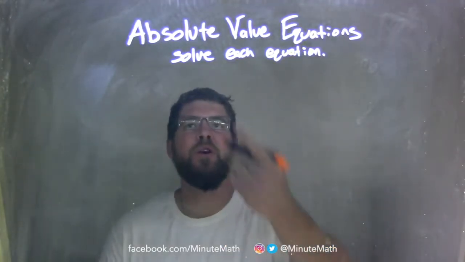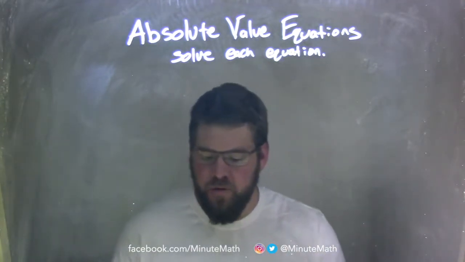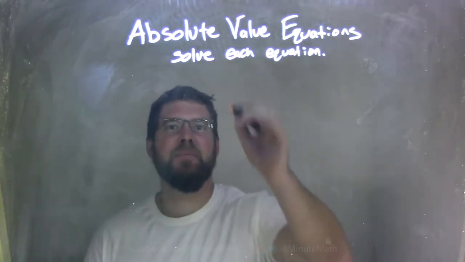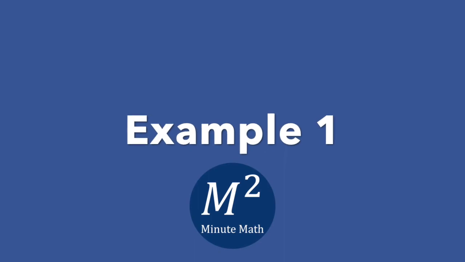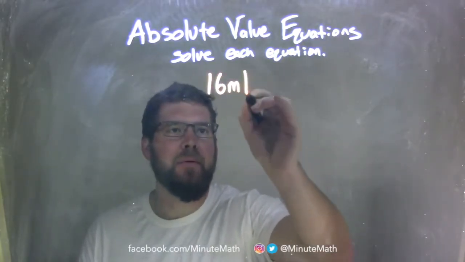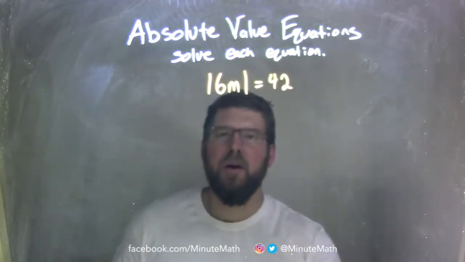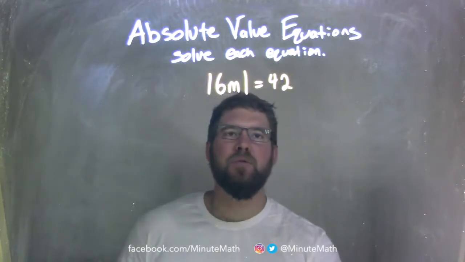And today we're going to learn about absolute value equations. We're going to solve each equation. So if I was given this equation, absolute value of 6m equals 42. Okay, so the absolute value of 6m equals 42.